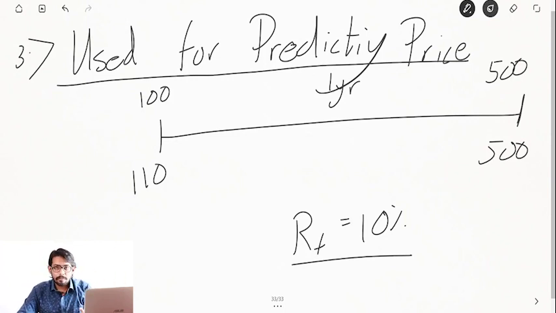So what can you do? You will buy shares. Now I'm not talking about hedging, I'm talking about normal trading. You are a trader. You are pakka sure that the share will become 500 after 1 year. So you can buy shares at 100, sell at 500, and make a 400 rupee profit.